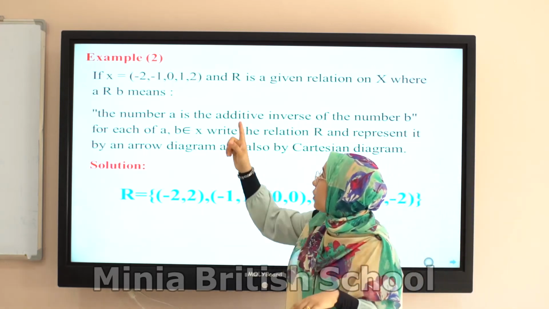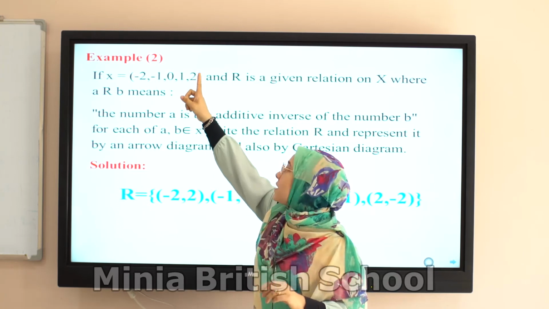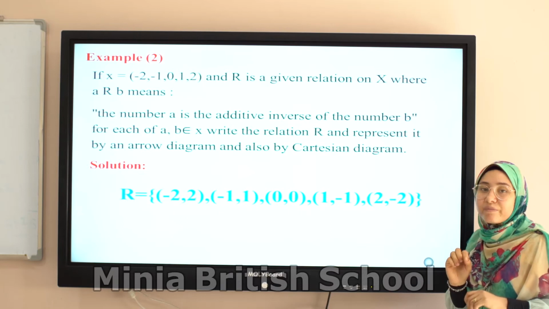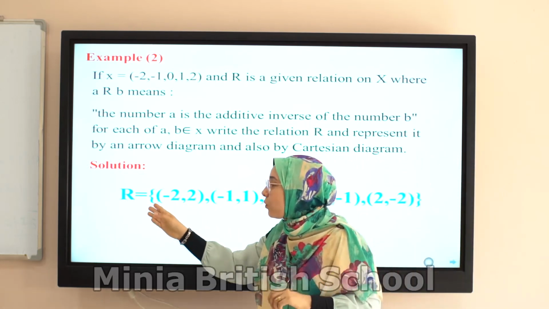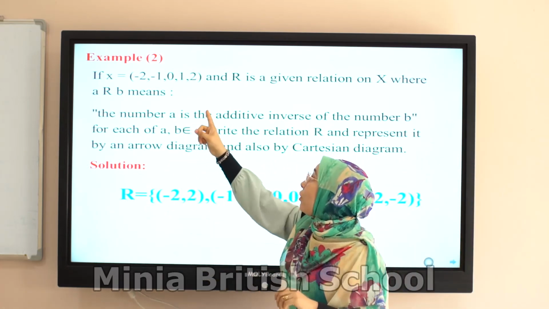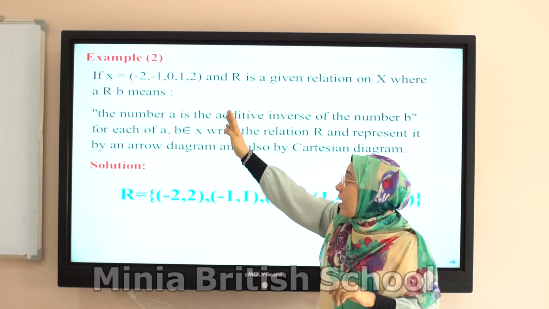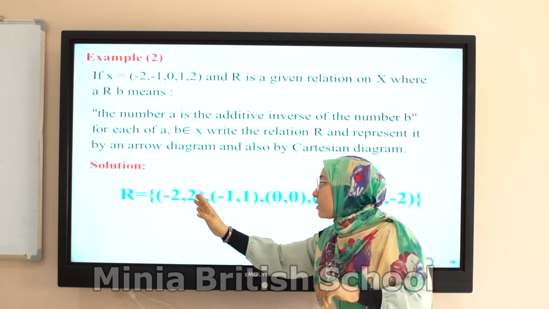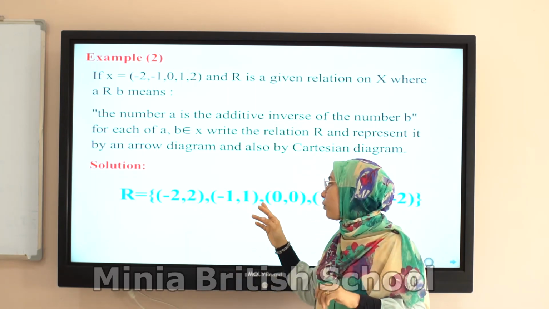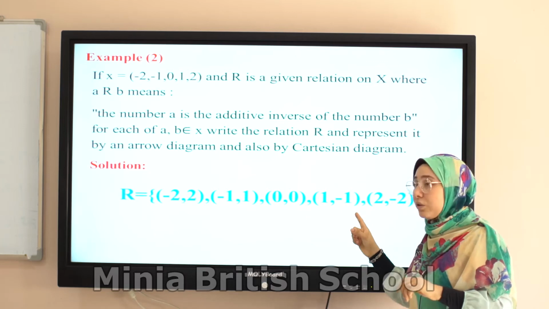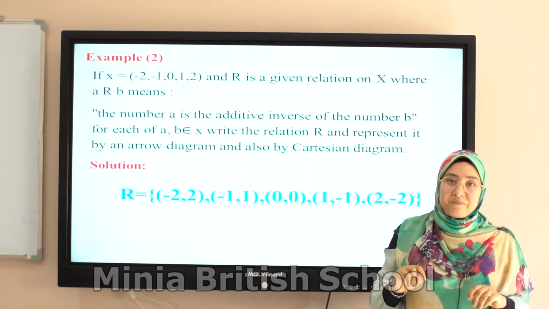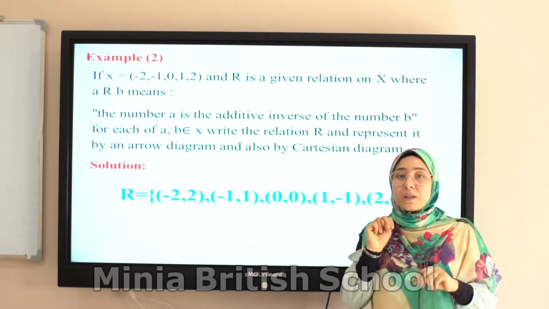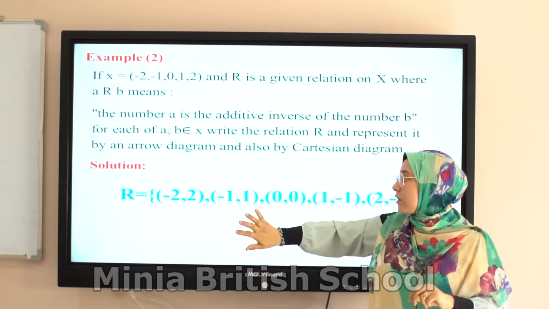Last number here, 2. Its additive inverse is negative 2. So the ordered pair here, 2 and negative 2. So the relation R equals the relation A R P, where A is the additive inverse of number P, is the set of ordered pairs negative 2, 2, negative 1, 1, 0, 0, 1 and negative 1, 2 and negative 2. Now I need to represent this relation by an arrow diagram and a Cartesian diagram.